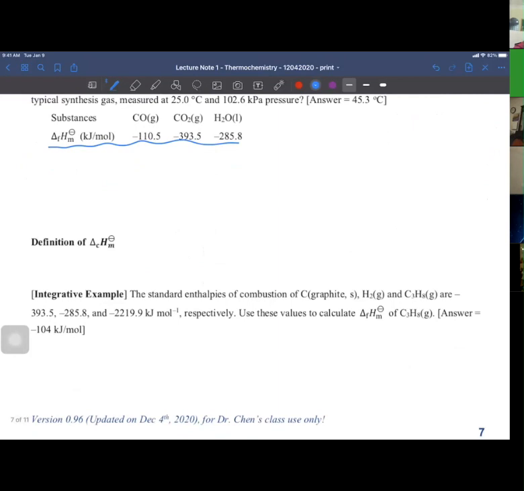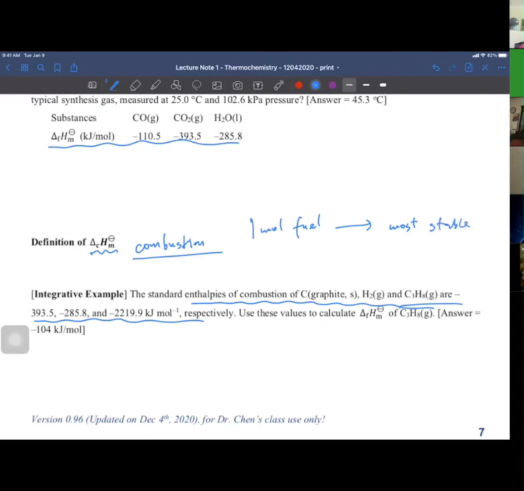So next part will be the delta H of combustion. If the standard enthalpies of combustion of those substances are those data respectively, I think we need to have a look at the definition of combustion. Combustion is 1 mole of fuel producing the most stable oxide. Typically, a combustion is in oxygen gas, right?